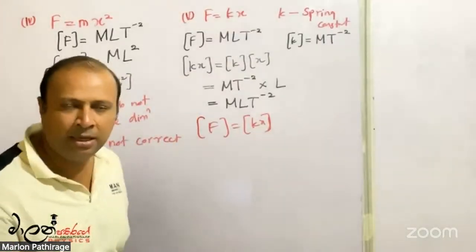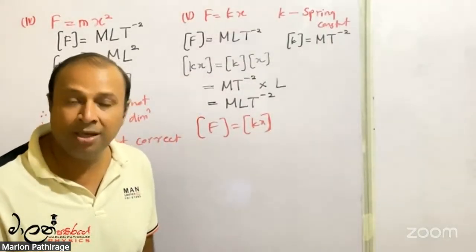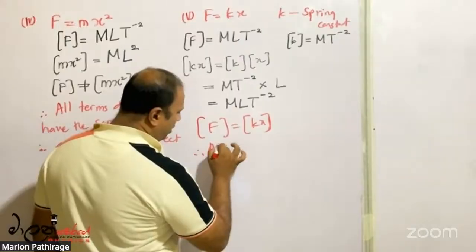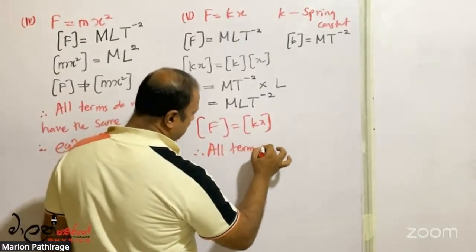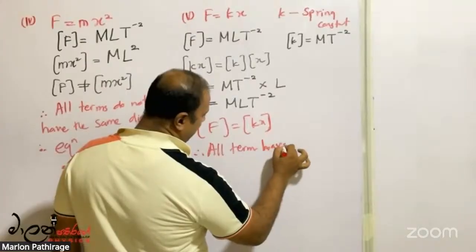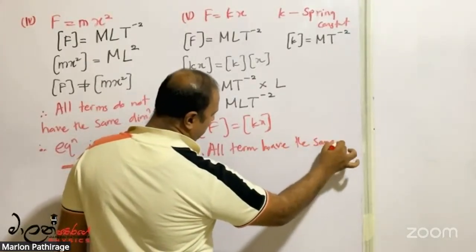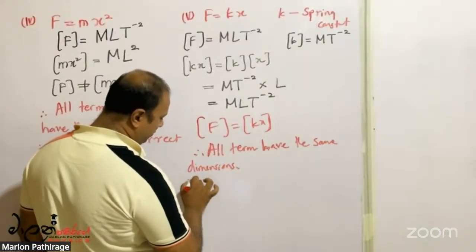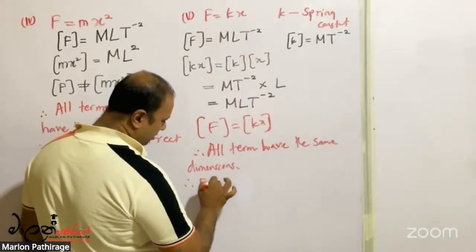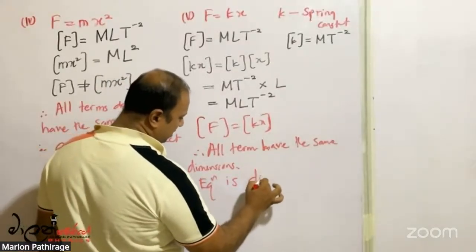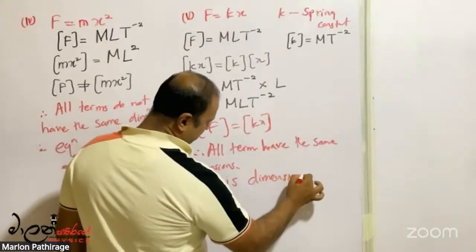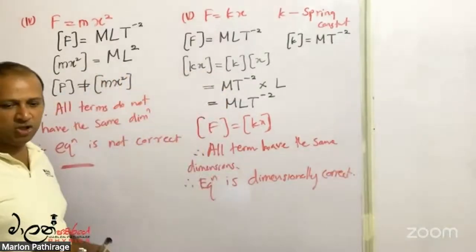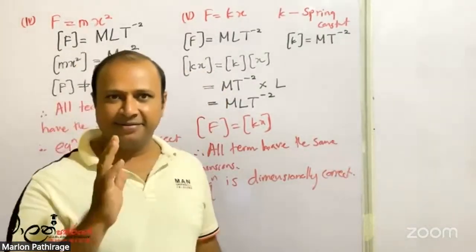Therefore, it is very clear all terms in this equation have the same dimension. Therefore, the equation is dimensionally correct. Is that clear?